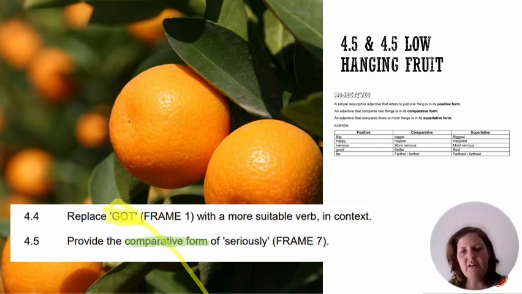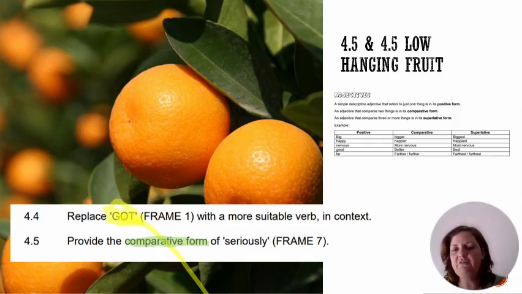Do you remember those? They were called degrees of comparison. You had the positive form or the adjective itself, and then you had the comparative form, and then you had the superlative form. So the comparative is the second degree of comparison. It's where you're talking about two things. So I take my work seriously, but Mr. Ndoe takes his work more seriously. And there's your answer to 4.5.